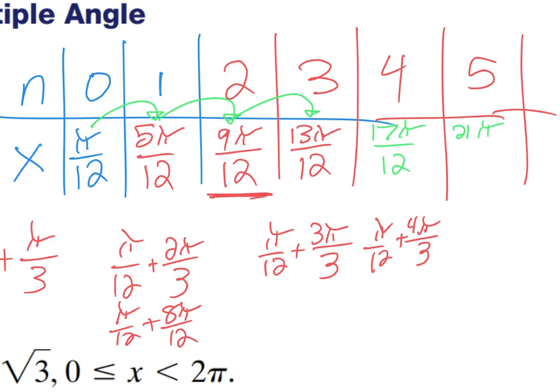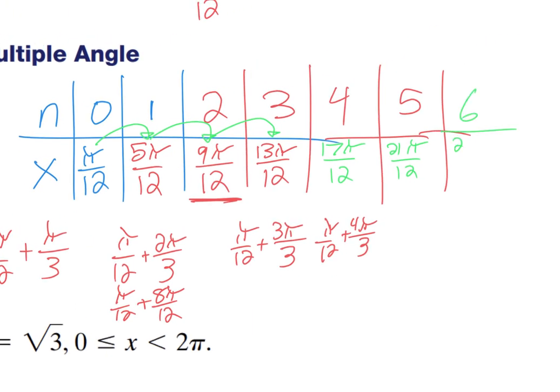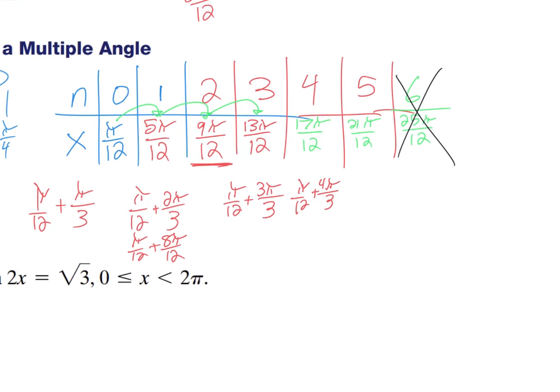This is going to be 21 pi twelfths. And the next one, 6, would be 25 pi twelfths because I'm adding the same each time. Now, we see that 25 pi twelfths is above our 24 pi twelfths, or 2 pi. So here are all the values or solutions to this equation between 0 and 2 pi.